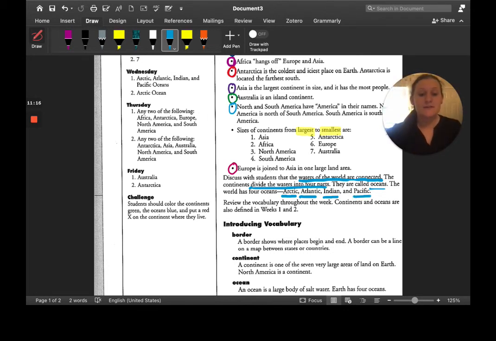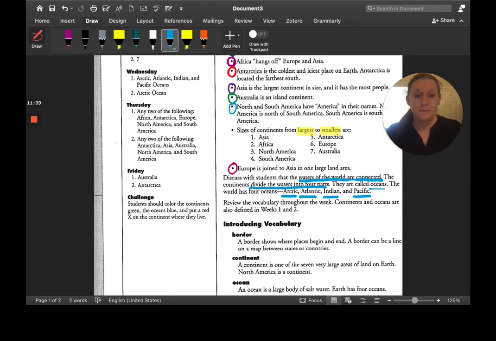And in the United States, we have the Pacific Ocean that borders California, Oregon, and Washington. And then we have the Atlantic Ocean that goes all the way from the state of Maine all the way down through Florida. So we have 2 oceans that touch our continent that we live on.